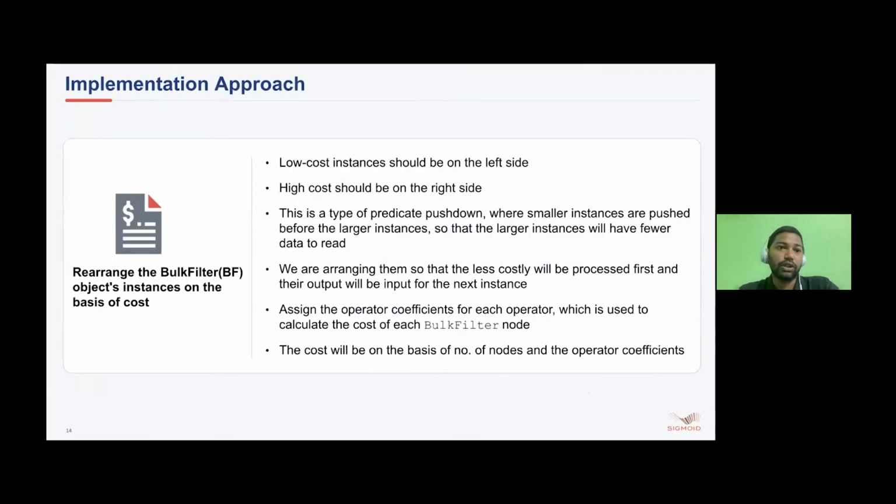So let's see what our approach and implementation were. We have to find the cost of each node. The lower cost will be on the left side, and the higher cost will be on the right side. So we'll find the cost and rearrange the bulk filter. The bulk filter is the nested filter. So we will rearrange them on the basis of the cost, and then we will process in the same order.